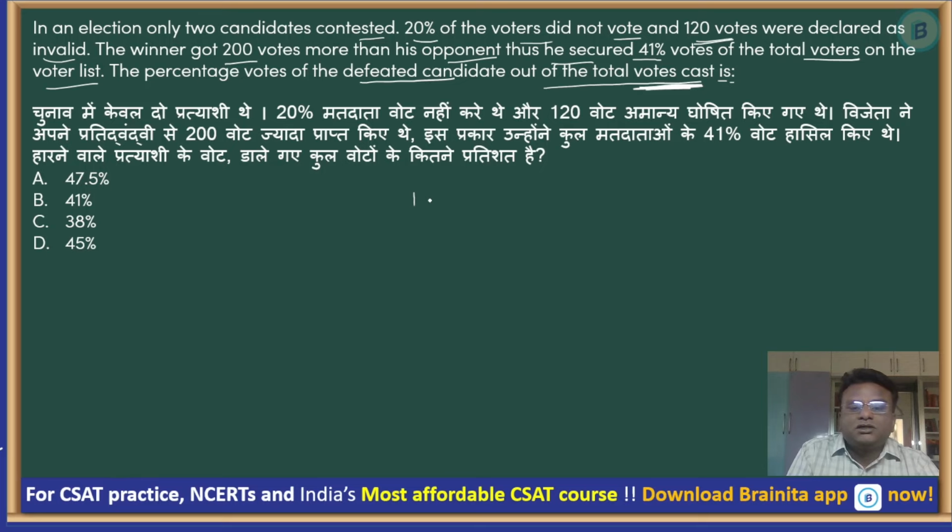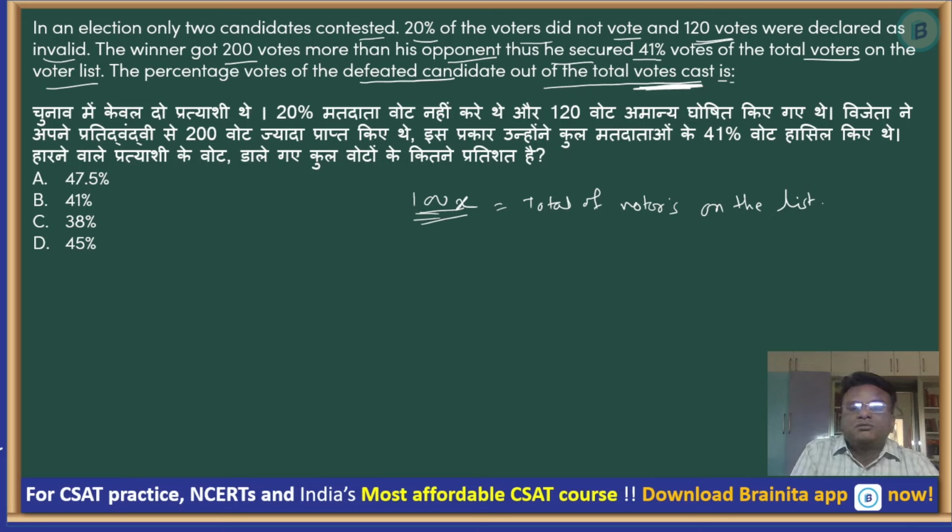So instead of considering 100, we will consider 100x as the total number of voters on the list. Why am I taking 100x? Because I have been given percentages everywhere. It will be very easy for me to calculate the percentage if I take this value as 100x. Why x? Because it is certainly not 100, because the difference between winner and loser is 200, right? So I'm considering this for the simplicity of calculation. I'm considering the total number of voters on the voter list as 100x.